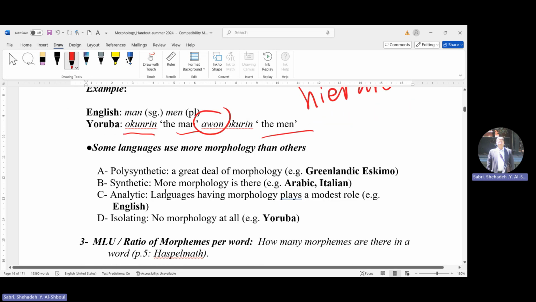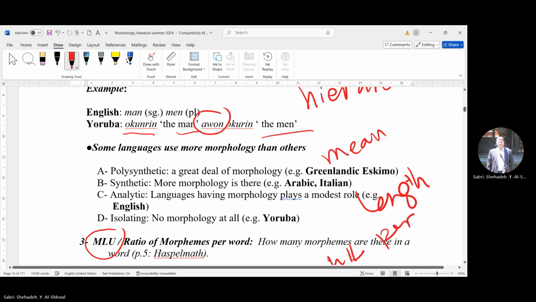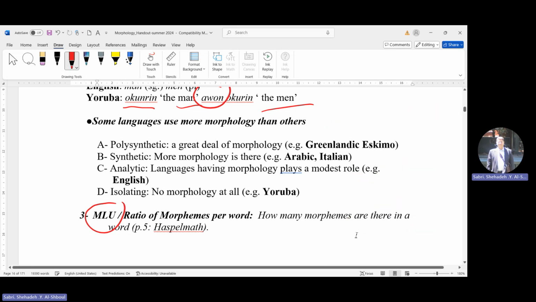levels or dimensions. Based on this, dear students, we can make a categorization of languages based on how the language shows and displays morphology, by using a tool which is called the MLU. MLU stands for the mean length per utterance, right? Or the ratio of morphemes per word, i.e., how many morphemes are there in the word form.